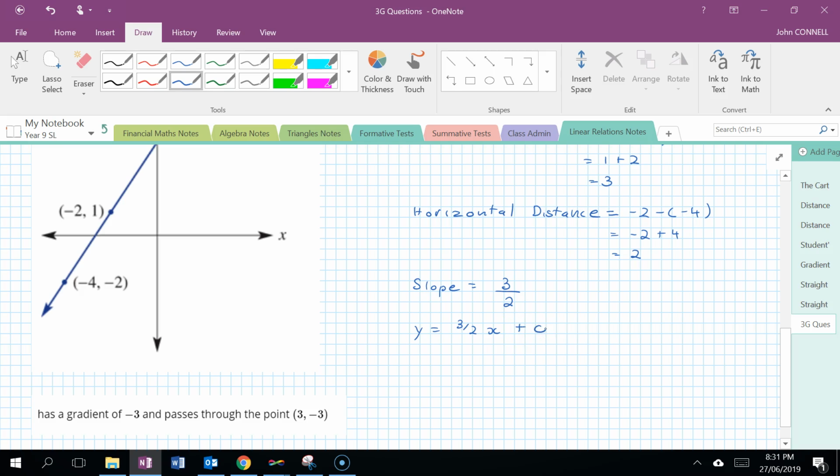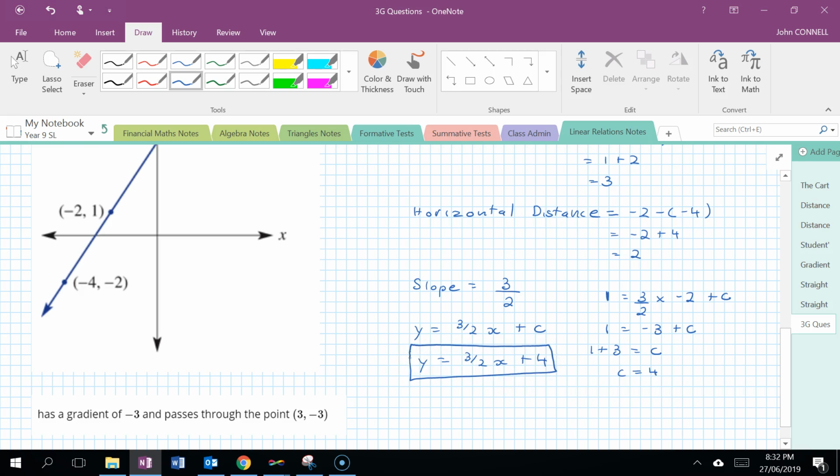Now I'm not sure what c is, but I've been given 2 points. So I can say, using this point, minus 2, 1, I can say, well, the y-coordinate goes in place of y. So in place of y, I'm going to put 1. And then it's going to be 3 on 2 times x, but I'm going to use the x-coordinate, which is minus 2, and it's going to be plus c. Now, 3 on 2 times by minus 2 gives me minus 3 plus c. And so then if I do 1 plus 3, I'll get the answer for c. So c will be equal to 4. And so the equation of my line is 3 on 2x plus 4.